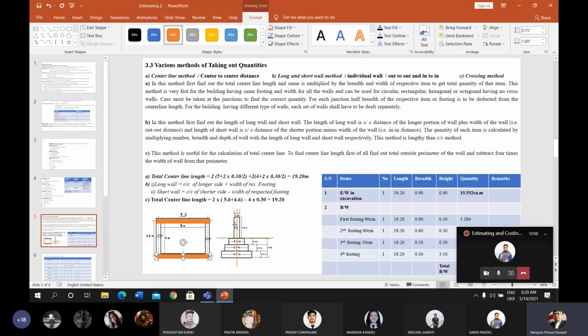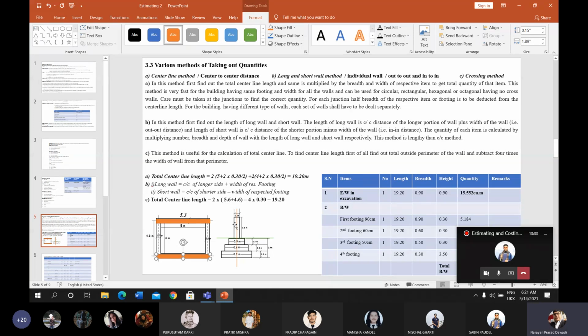Individual wall can be done. Look at the plan. In this plan the center line length of the longer side is 5.3. We have already discussed this in the previous days. If you want to calculate the length of the long wall for the 30 centimeter footing wall, then you have to add the 30 centimeter extra to this 5.3 meter of the longer side center line length. You will get the value of 5.6 meter, which is the length of the long wall.